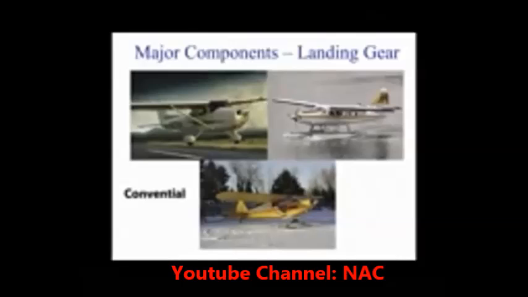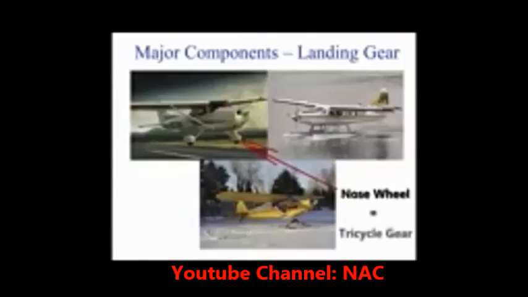Airplanes with conventional landing gear are sometimes referred to as tailwheel airplanes. When the third wheel is located on the nose, it is called a nose wheel, and the design is referred to as a tricycle gear.